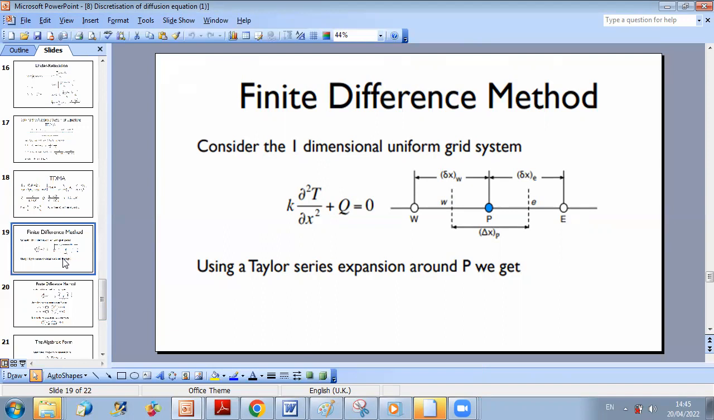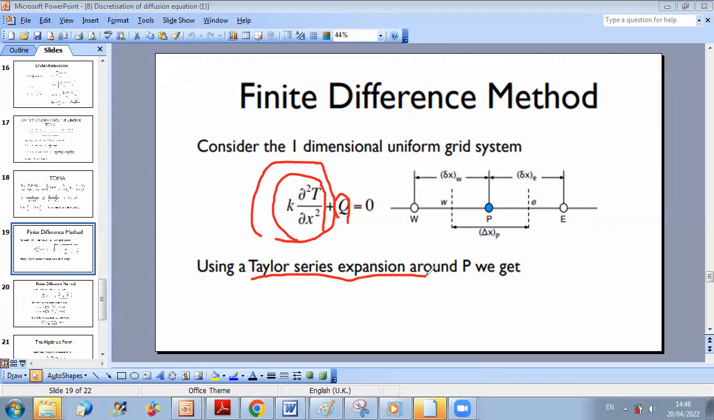So if you want to consider the same case of, let's say, the heat equation in a one-dimensional problem, then the differential equation will be reduced to the diffusion term plus the source term equal to 0. We are dealing with a steady application, no transient term. If you want to solve using the finite difference method, we will compute the second derivative of T with respect to x using the Taylor series expansion that we developed together in the last chapter.